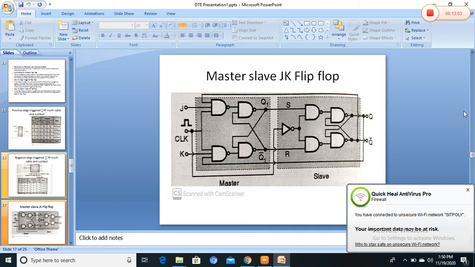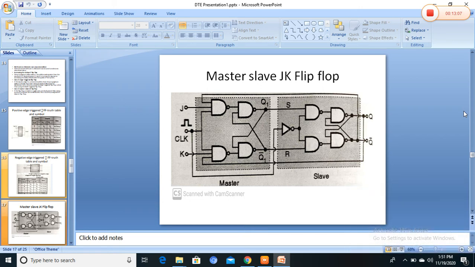When the clock is 1, that is a positive level, the master is active, and when the clock is 0, the slave is active, because an inverter is connected in the clock line of the slave. So when the clock is 0, the slave is active. When the clock is 1, the master is active.